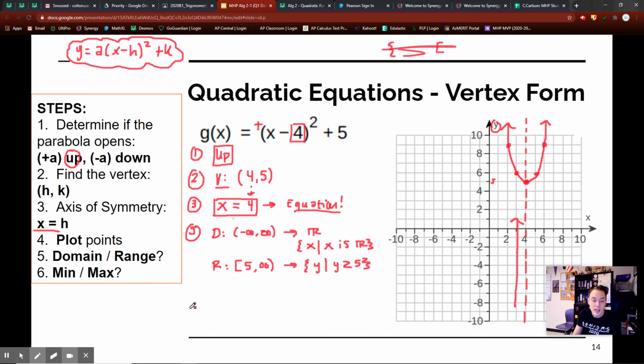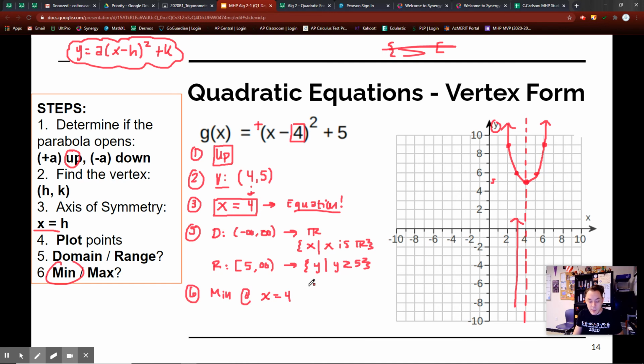Now let's look at min or max. Is this a min or max? Well, it is a min because the minimum is right here. But at what x value? It's a min at x equals 4. So at x equals 4 is the minimum value. You basically say something along those lines. All right, perfect.